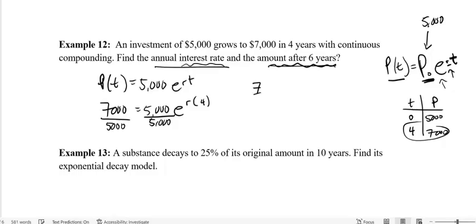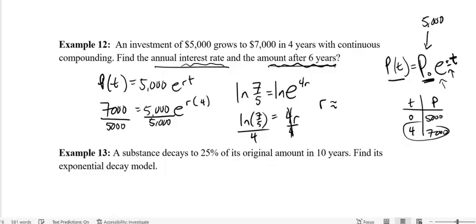So I get 7/5, if I reduce that, equals e to the 4r. Take the natural log of both sides. 4r equals the natural log of 7/5. And then I can find r by dividing. So r will be the natural log of 7/5 divided by 4, which when I plug into my calculator, I get approximately 0.084. Okay, so now I have a complete function. It's 5,000 times e to the rt, and I can answer any question that you got for me.